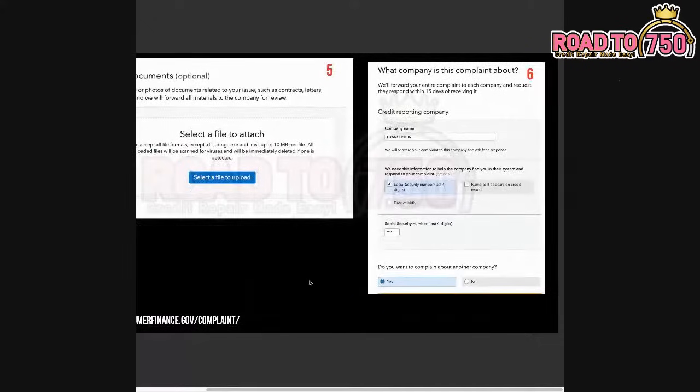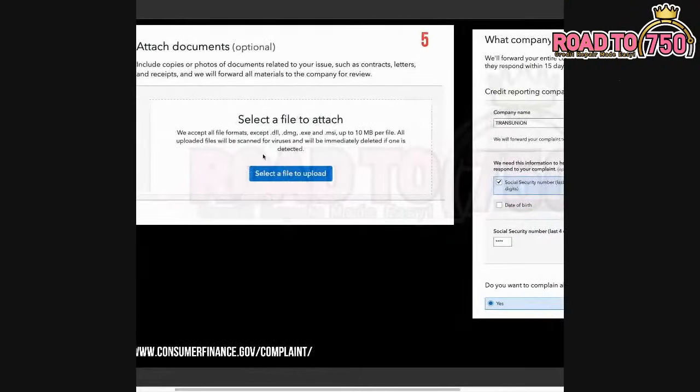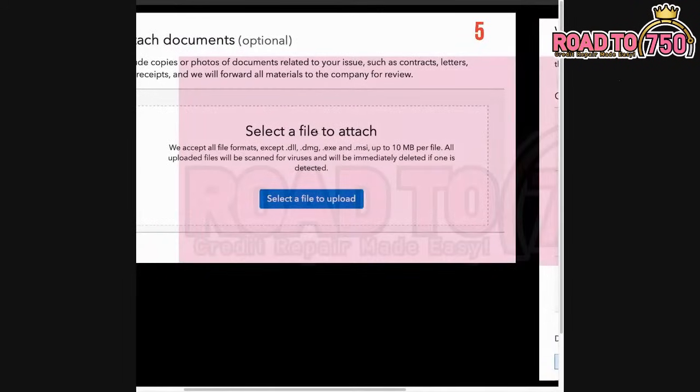So then the next screen is real important. I'm so happy I can zoom in. I did not know I could do that, y'all. Oh, hold on. Okay, this screen, step 5. It's going to give you the option, and it says optional, but this is not optional, to upload all of the files that basically prove your case.